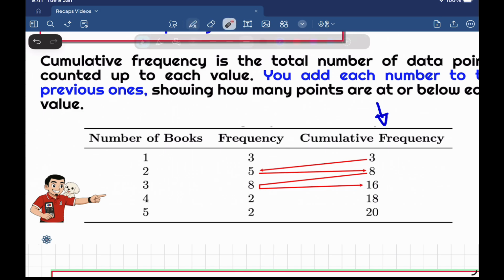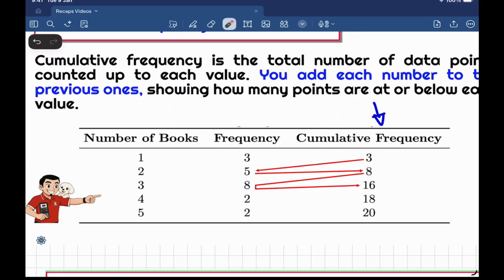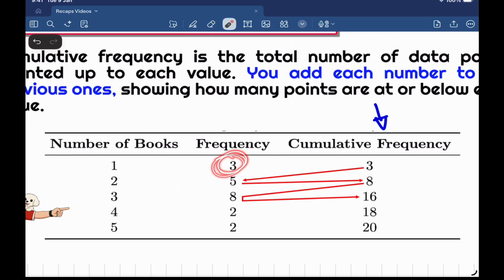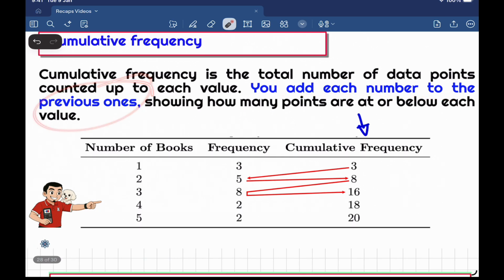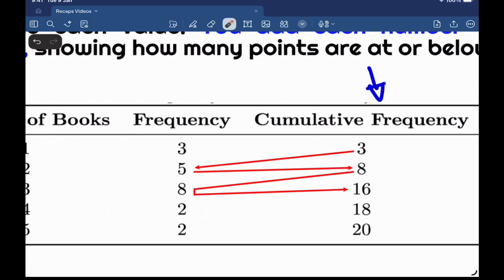How can we do this? We are going to take the first frequency, in this case the number 3, exactly the same. So we take the 3, we copy the 3. Then, if you remember, you add each number to the previous ones. Considering this number 3, we are going to add the next frequency, the number 5. So 3 plus 5 is going to be 8.